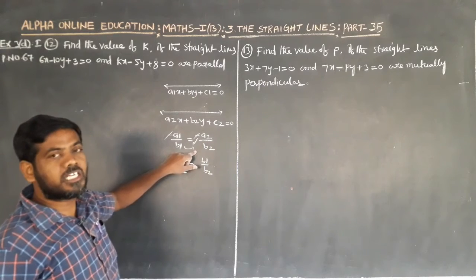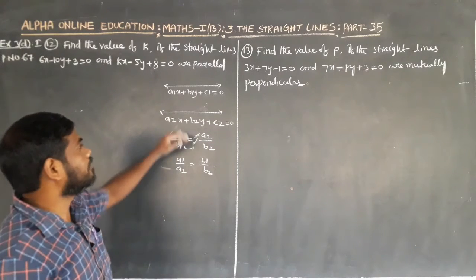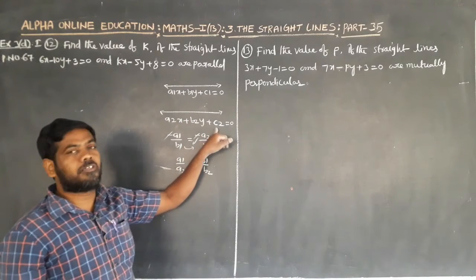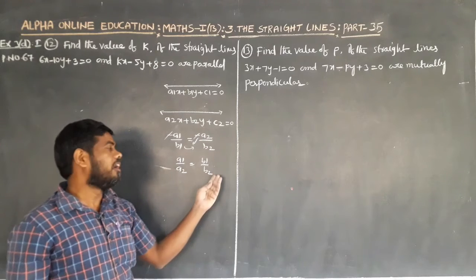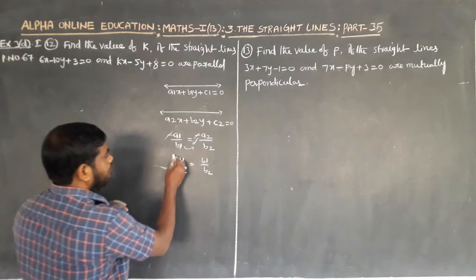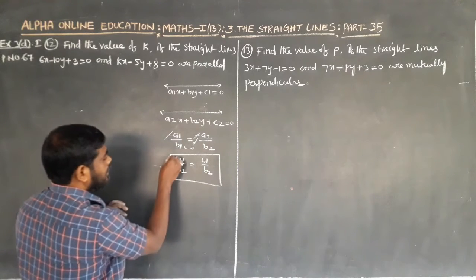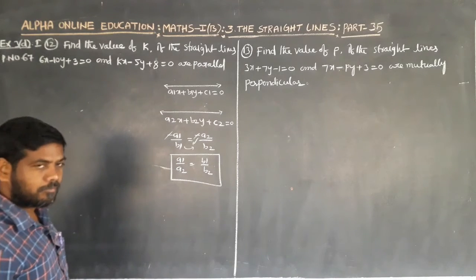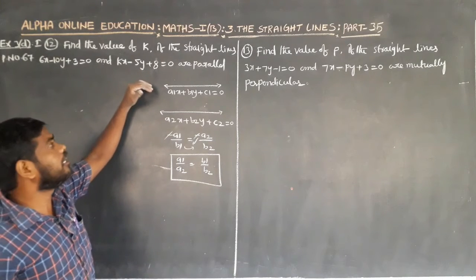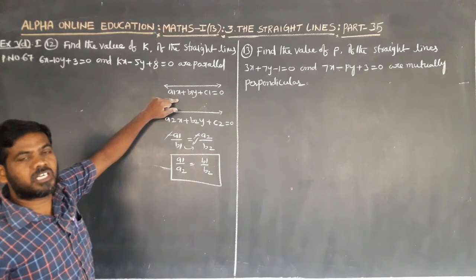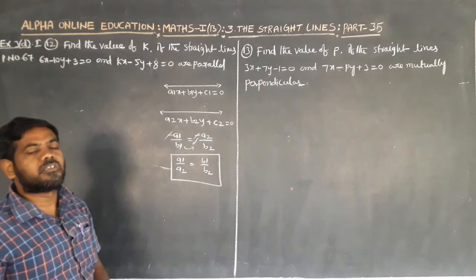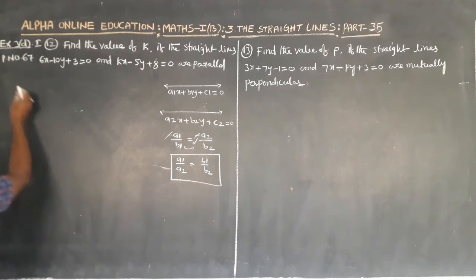So the condition for the lines a1x plus b1y plus c1 is equal to 0 and a2x plus b2y plus c2 is equal to 0 to be parallel is a1 by a2 is equal to b1 by b2. First of all, given equations, comparing with the first equation and second equation, find the values a1, b1, c1 and a2, b2, c2.